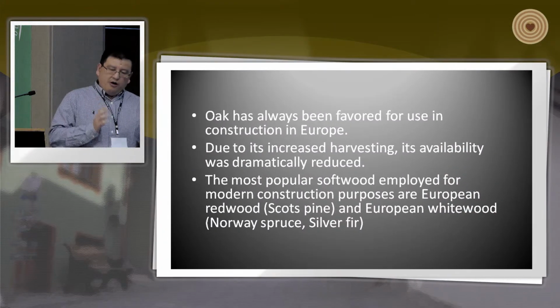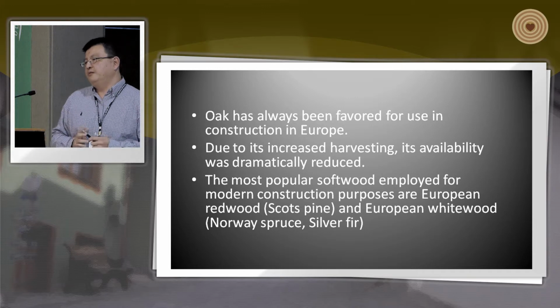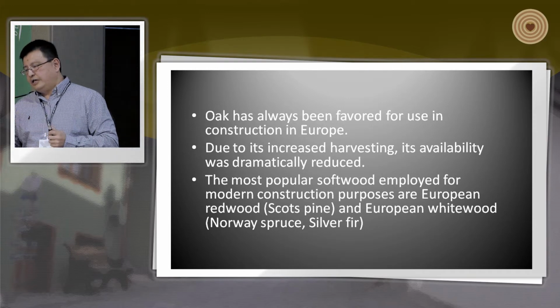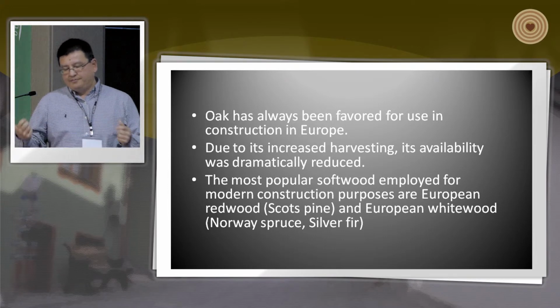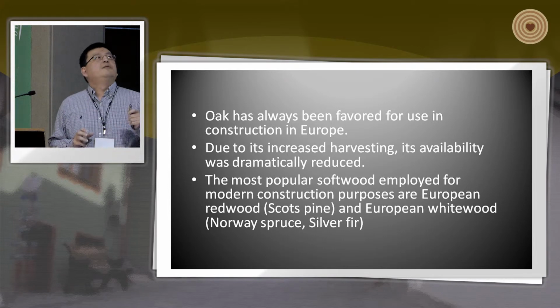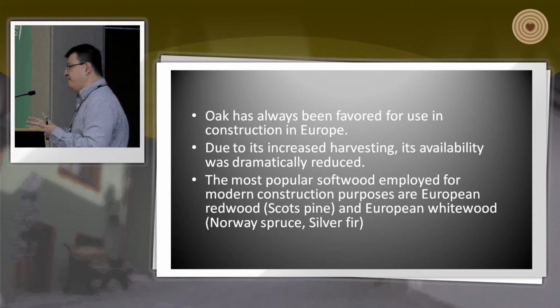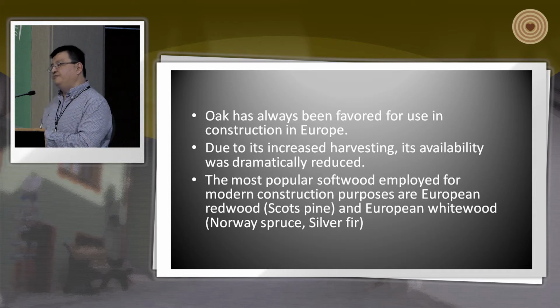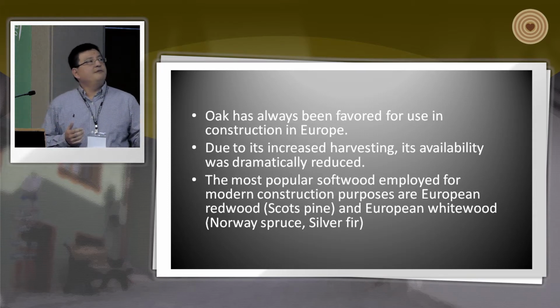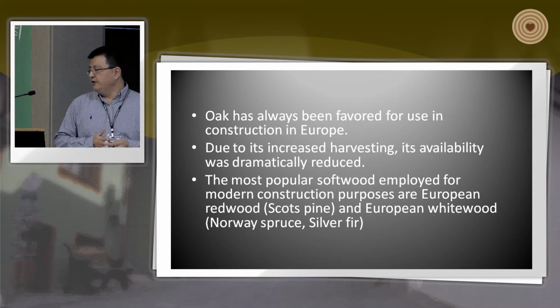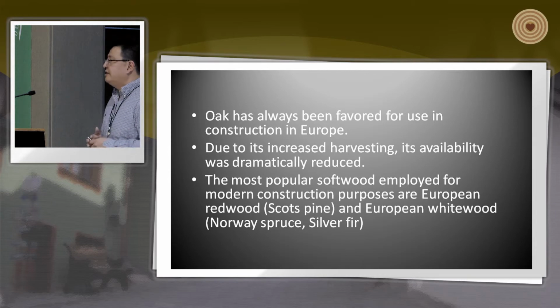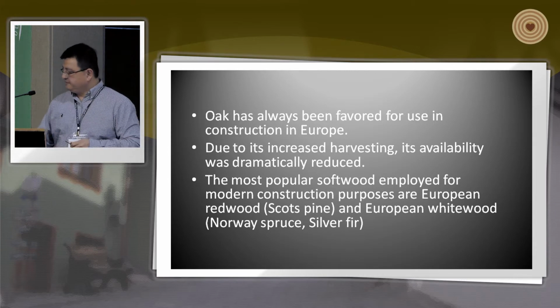And in Europe, oak has always been a very favorable material because of the texture, the availability and the mechanical properties. But because people used it, the availability of oak has been reduced. Now in modern buildings we mostly use European whitewood, and sometimes European redwood.